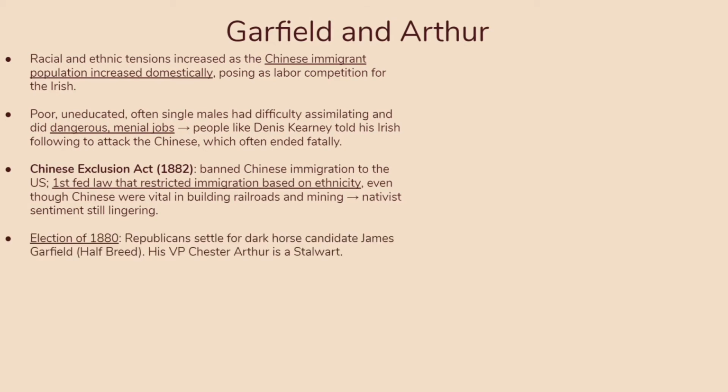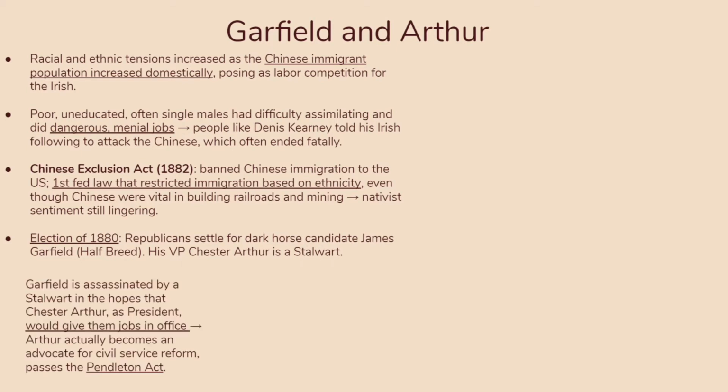Okay, so let's talk about the election of 1880, because this is really where Presidents Garfield and Arthur come into play. Essentially, the Republicans choose to nominate the dark horse candidate, James Garfield, who is a half-breed. Half-breeds, if you remember from the previous slide, are people who advocate for civil service reform and want to abolish patronage. However, he chooses his vice president to be Chester Arthur, who is a stalwart, meaning he wants patronage to live on, he believes in the spoils system, and just awarding your political supporters with positions of power.